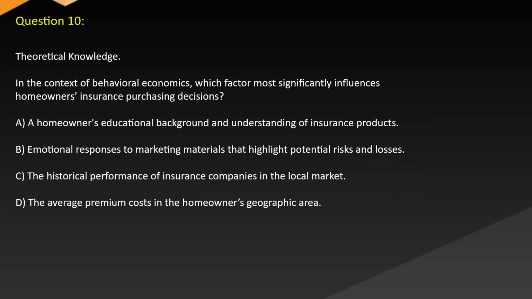remains adequate. Question 10. Theoretical knowledge. In the context of behavioral economics, which factor most significantly influences homeowners' insurance purchasing decisions? A. A homeowner's educational background and understanding of insurance products. B. Emotional responses to marketing materials that highlight potential risks and losses. C. The historical performance of insurance companies in the local market. D. The average premium costs in the homeowner's geographic area.